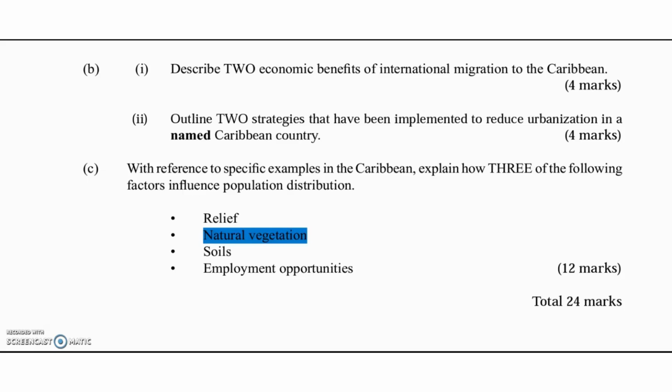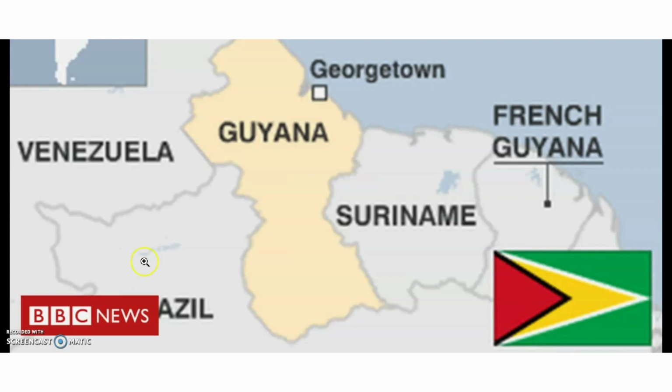As a matter of fact, Guyana's population is roughly close to 800,000 persons, based upon a 2020 statistic. Much of the population of Guyana resides in closer proximity to the coast.